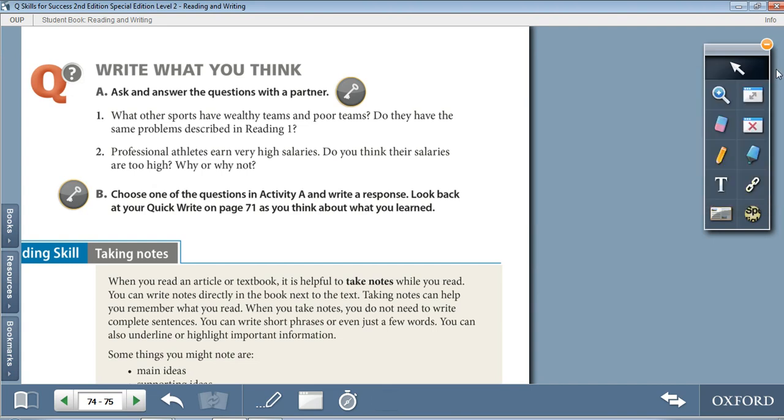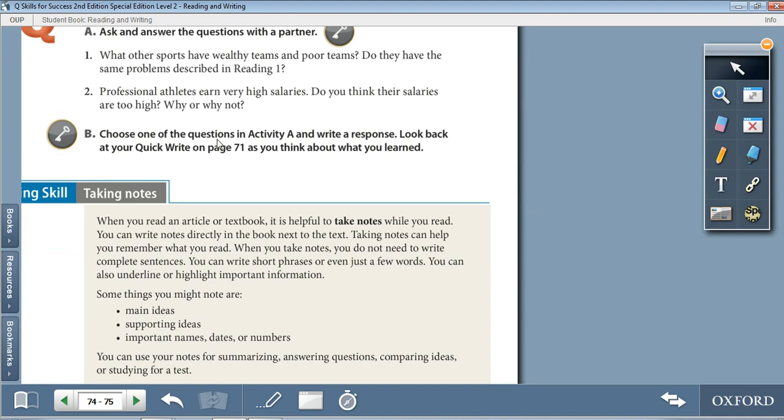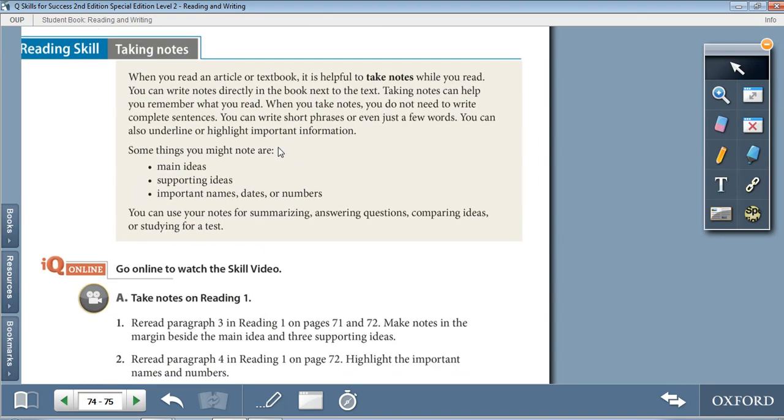So it's up to you to write your opinion. You need to choose one of the questions, question 1 or question 2, and write a response. You can use the examples to support your answer.